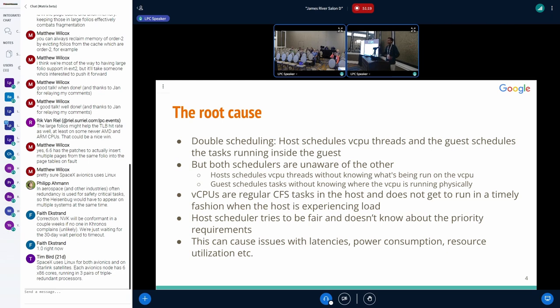But when you dig deeper into it, the main issue is something we termed double scheduling. You have two operating systems running. You have a host operating system, which has a lot of tasks to run, of which a couple of them would be vCPUs. And then you have a virtual machine, inside which you have its own tasks to run. The host doesn't know what a vCPU is running, but it schedules based on its priority and vRuntime. And the VM doesn't know what the host is running, so it might make ineffective decisions when it selects a vCPU and selects tasks to run. So this blind double scheduling ultimately boils down to issues like latencies, power consumption, resource utilization, etc.